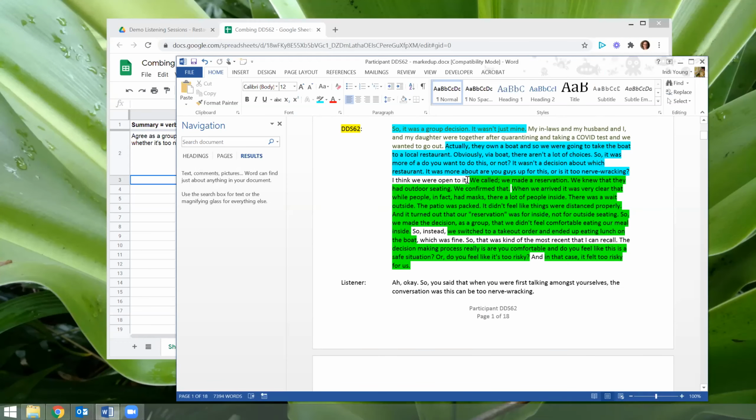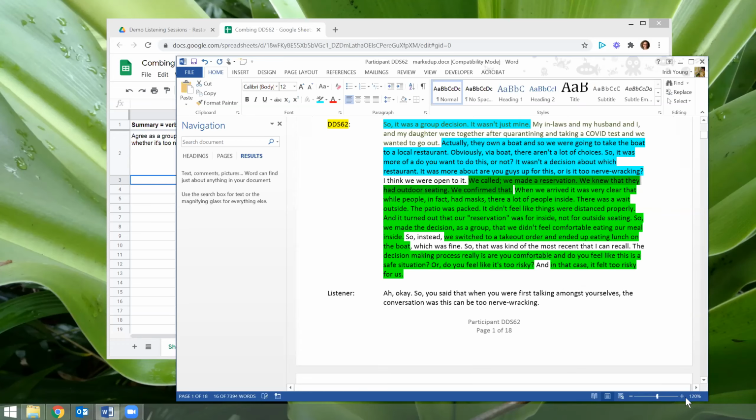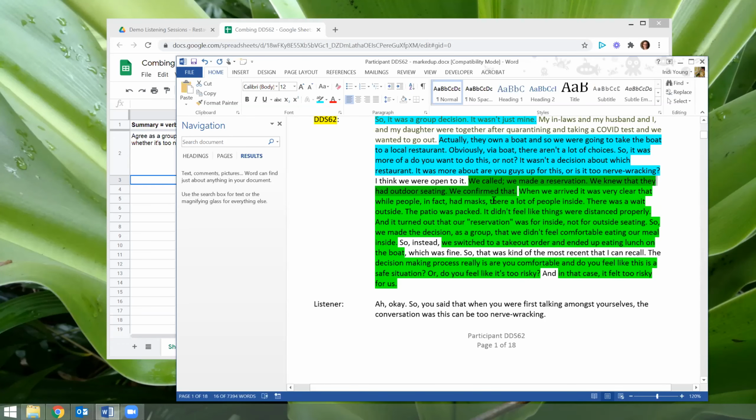We made a reservation. That's all statement of fact. We knew that they had outdoor seating, more statement of fact. We confirmed all of that. The confirming is also explanation, but it's an interesting background bit of supporting detail for the next sentence, which is when we arrived, it was very clear that while people, in fact, had masks, maybe I should zoom this in so people can see it better. There were a lot of people inside. There was a wait outside. The patio was packed.